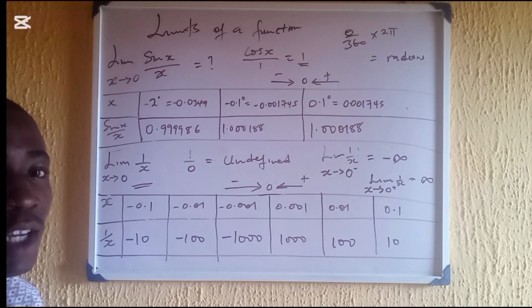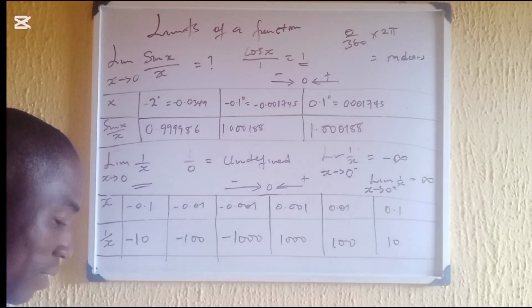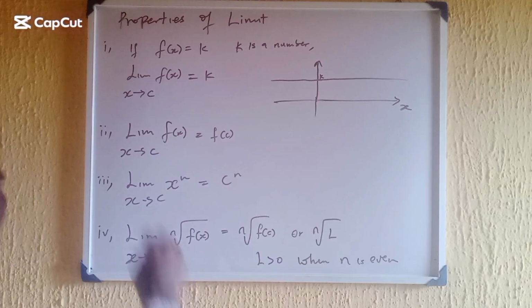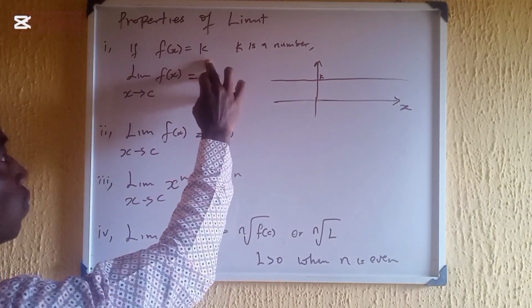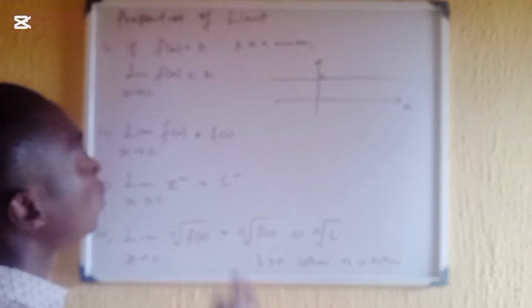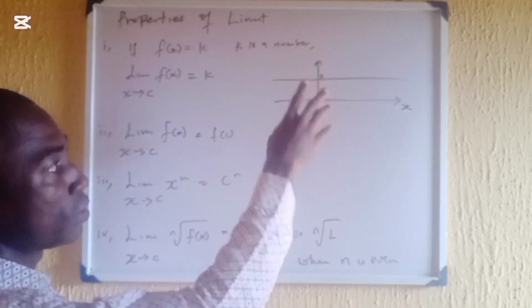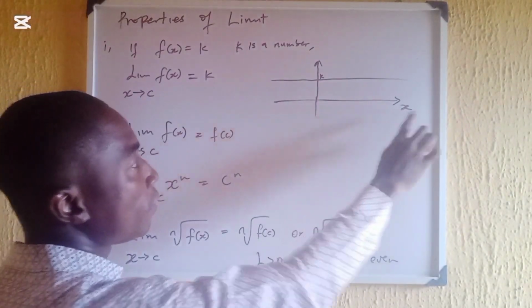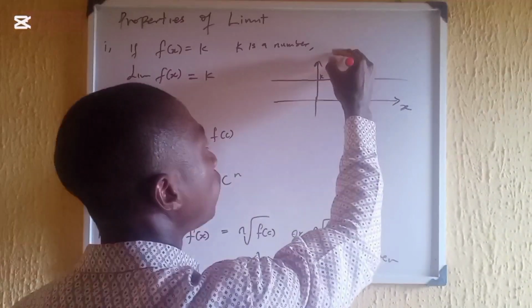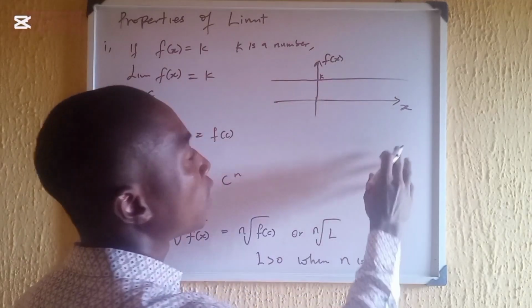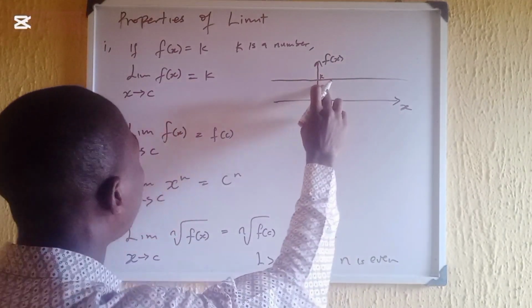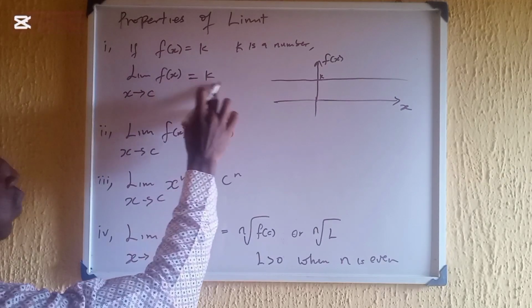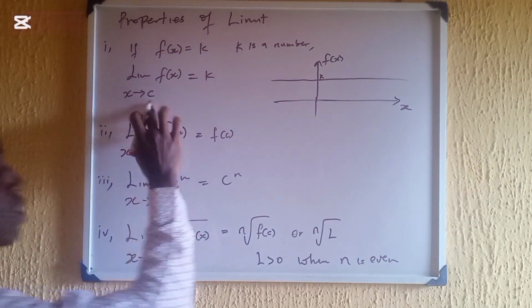So the next thing we'll be talking about will be properties of limits. So the first property we have is if f of x is equal to k, where k is a number, that means this is a constant function. This is the graph. We'll have x, and here we'll have f of x, meaning that whatever x is, f of x is equal to k. Then the limit of f of x will also be k as x approaches c.